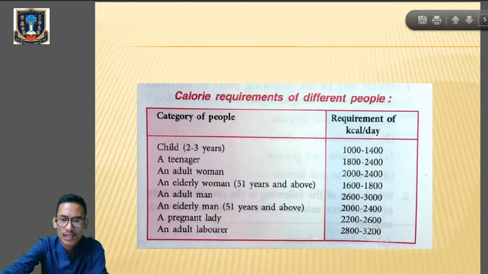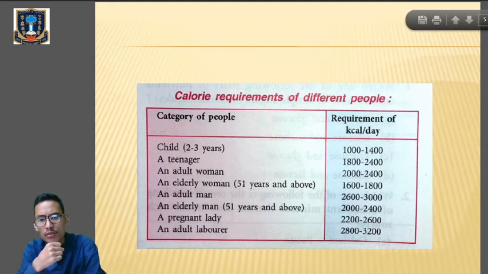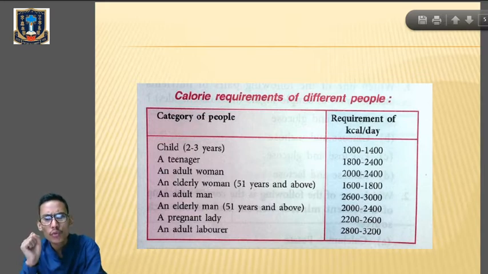Okay, so let's see the calorie demand or requirement of people. In the case of a child of 2 to 3 years, the demand is 1000 to 1400 kilocalories per day. A teenager needs 1800 to 2400 kilocalories per day. Adult women need 2000 to 2400 kilocalories per day. Elderly women, 51 years and above, require 1600 to 1800 kilocalories per day.